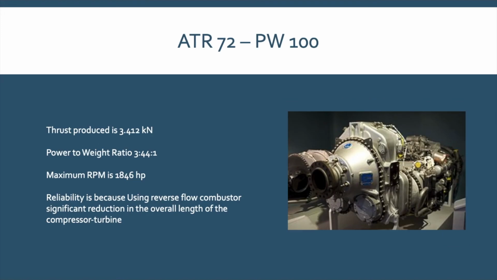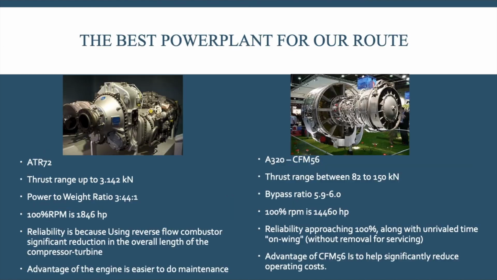Alright, so next, ATR-72 PW-100. For this one, the thrust produced is 3,412 kilonewtons of power. And the power to weight ratio is 3.44 to 1. Maximum RPM is 1846 horsepower. Reliability is because of using a reverse flow combustor, with a significant reduction in the overall length of the compressor turbine.